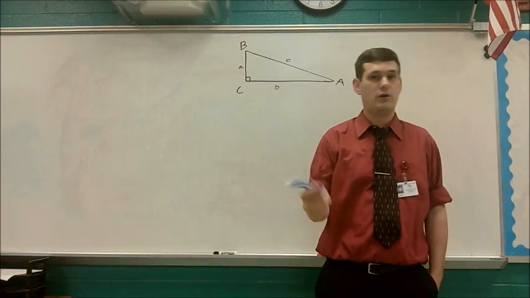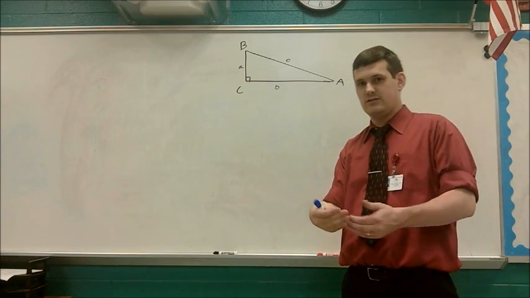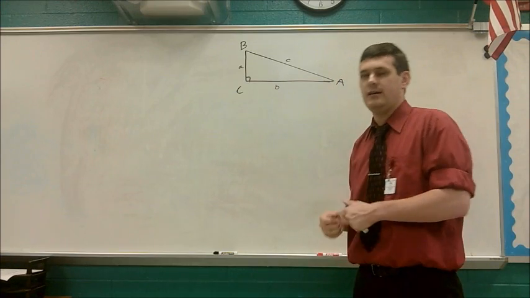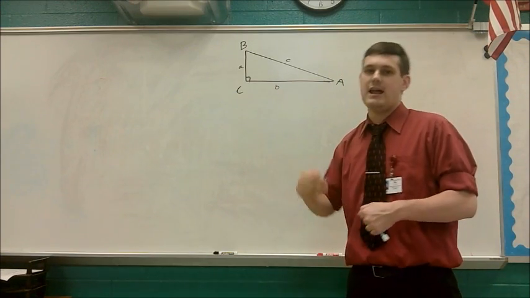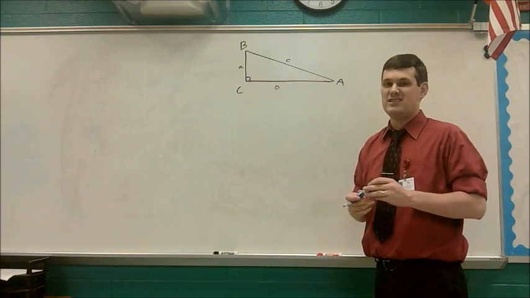Now we're going to talk about co-functions, which are the functions that have co in front of them, as related to the ones that don't have co in front of them. So how is sine related to cosine? How is secant related to cosecant? And how is tangent related to cotangent? This is why they go together.